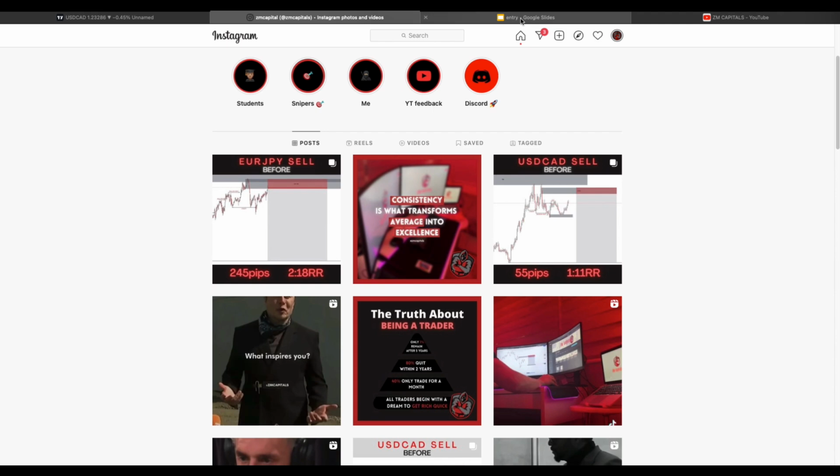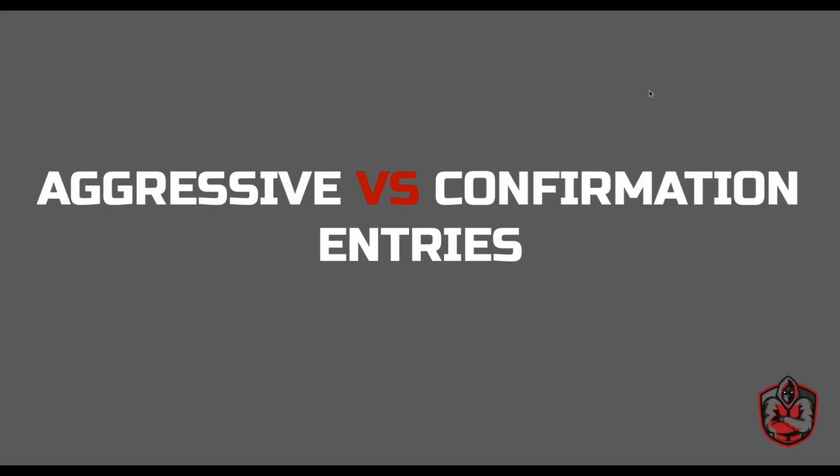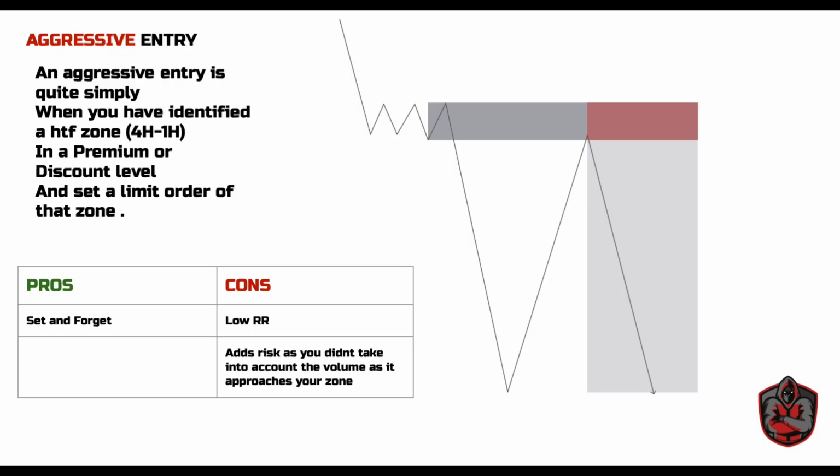First, I'm going to go through a couple slides to break down the difference between the two. Okay, so aggressive versus confirmation entries. An aggressive entry is quite simply when you have identified a higher time frame zone, preferably on the 4 hour or the 1 hour, and the zone is within a premium or discounted level. And then you would set your limit directly off that zone, and then you set and forget.